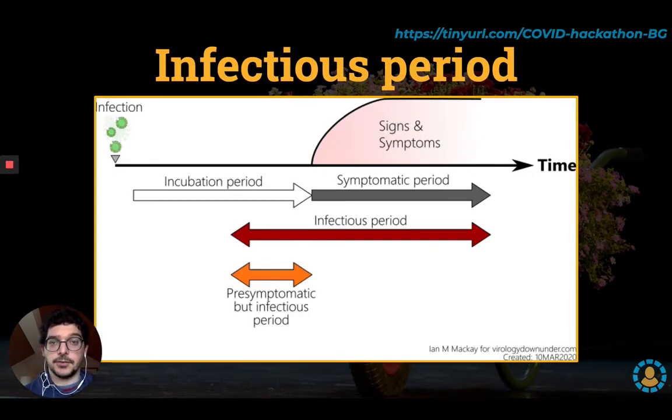Another factor that is very important in epidemics is this infectious period. When are people infectious? And in COVID, the situation is a bit unusual. So let's look at this graph. You have this incubation period in white. You have this symptomatic period in gray. And in red, you have the infectious period. So we can see that the infectious period starts earlier than the symptoms. So this is very problematic because at the intersection of this infectious period and incubation period, in orange, you have a pre-symptomatic period where people are infectious.